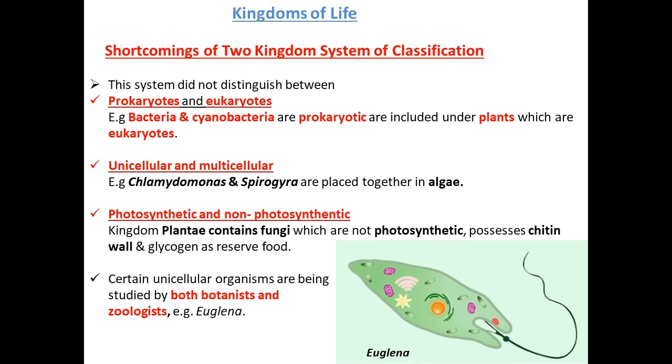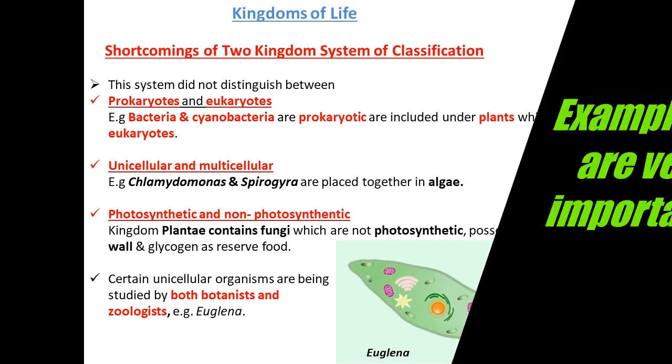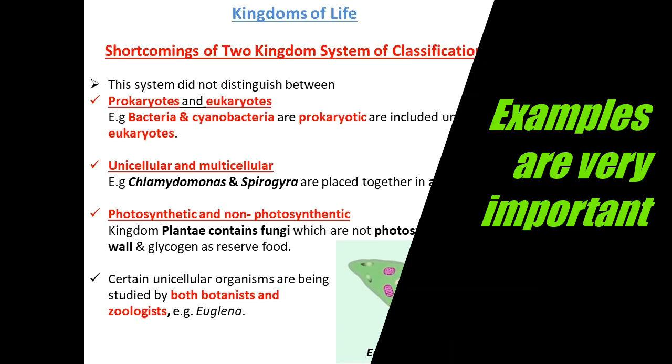Students, in this topic we have covered the 2 to 3 mark question: why the two-kingdom system of classification was rejected. These are the drawbacks, shortcomings, or reasons why it was rejected. If this question is for 2 to 3 marks and you just write that it was not able to distinguish between prokaryotes, eukaryotes, unicellular, multicellular, etc., you are getting only 50% credit in the answer. In biology, whenever you are writing, students must always write with an example. Justify your statement always with an example.